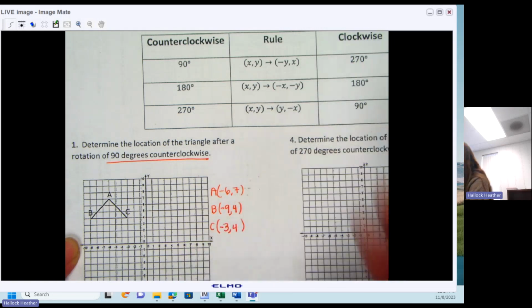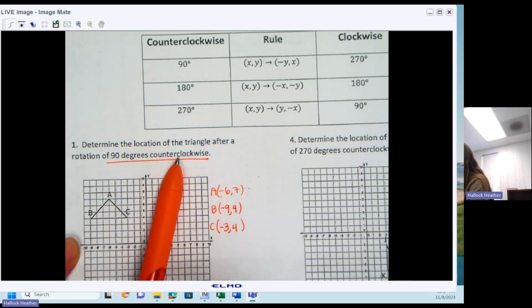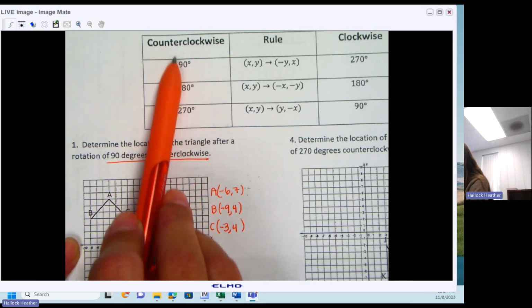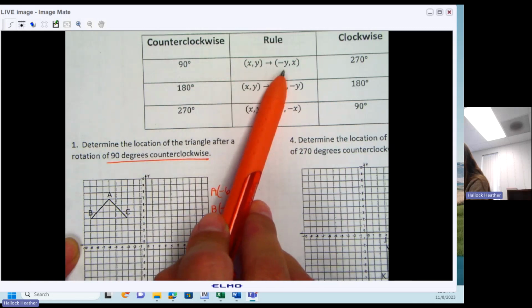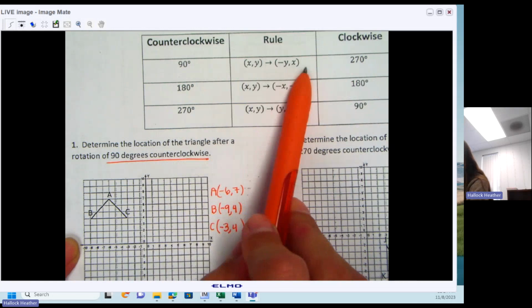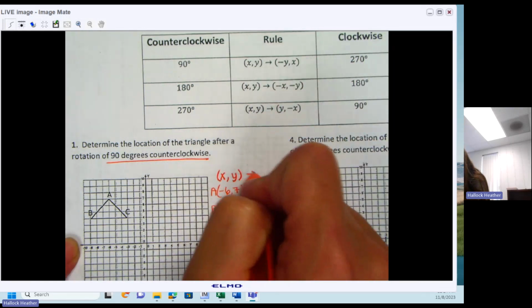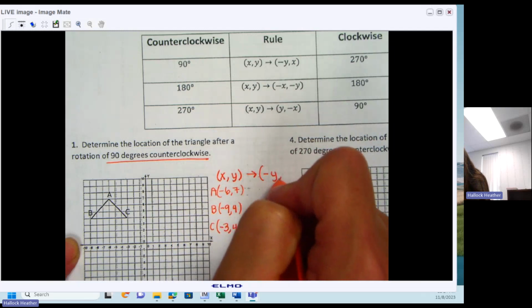-3, 4. So the rule that we're going to use, if it's 90 degrees counterclockwise, and make sure you read because some of them say clockwise, counterclockwise, 90 degrees counterclockwise, I'm using this rule, which is technically the same as clockwise 270. That's why it is listed this way. So we're going to take our coordinate point X and Y, and we have to change it to -Y, X.